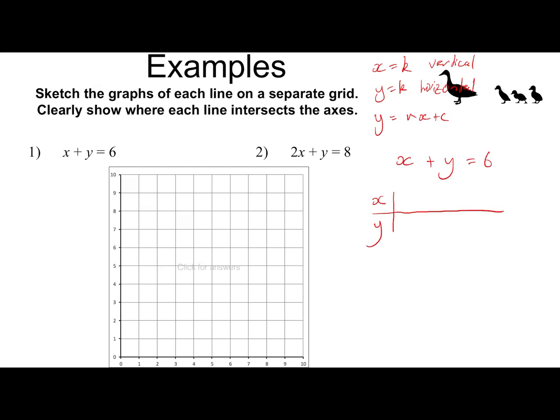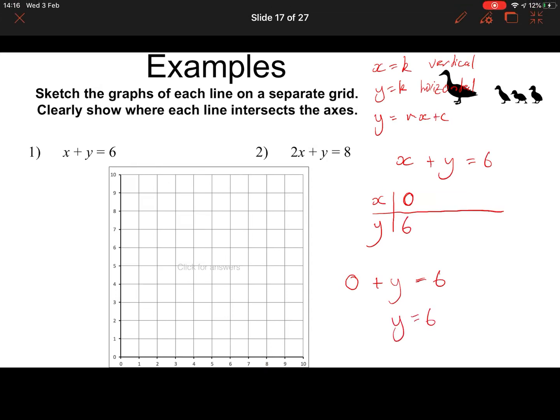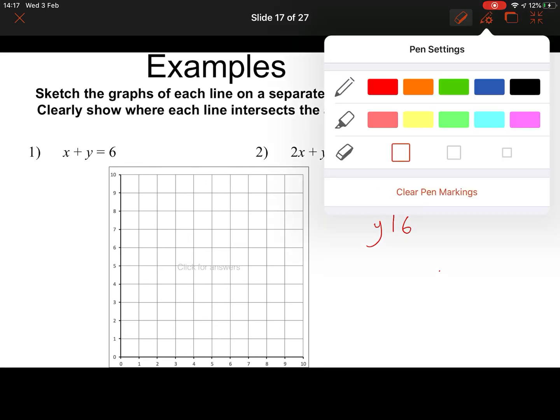Remember the last ones, I always made a selection for x, and then I found out y. Well, I'm going to do it slightly differently. I'm going to make a selection of x, and I'm going to choose that x is equal to 0, and then find out the corresponding y. If x is equal to 0, I get 0 plus y is equal to 6. That's pretty obvious, so y must be equal to 6.